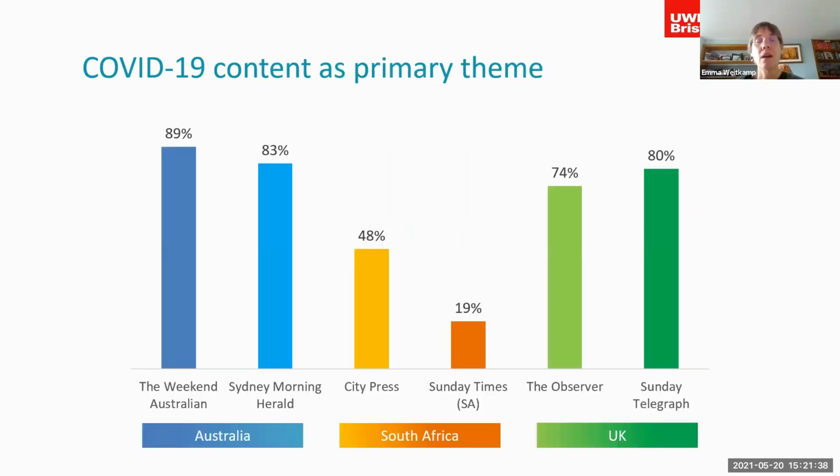If we think then of those cartoons that have some COVID content, is COVID the primary theme, or is it a secondary theme? I'll come on to explain the difference between primary and secondary in a moment. Here you can see a lot of similarity between Australia and the UK. If they're going to cover COVID, they make it the main theme most of the time. But in South Africa, it's very often not the primary theme. Particularly in the Sunday Times, COVID is often represented with other political issues and may in fact not be the primary theme within the cartoon.